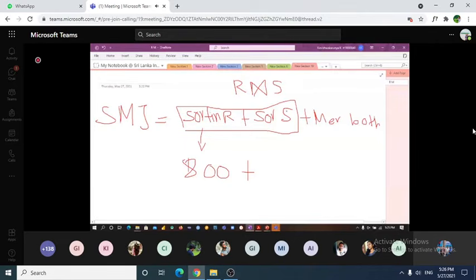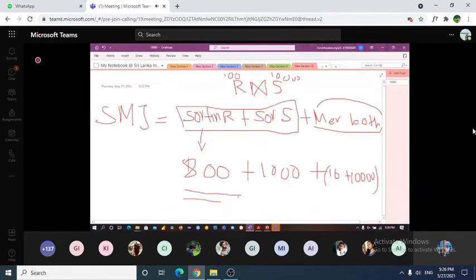Plus, to merge both, say R has 100 pages and S has 10,000 pages. You have to merge both, no? So 100 plus 10,000. This will be the final sort merge join cost. So to find the sort merge join cost, you should know this external merge sort algorithm, but it's just a sorting algorithm and it's not a joining algorithm. Is that part clear?